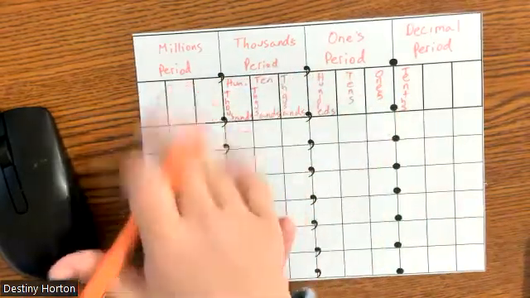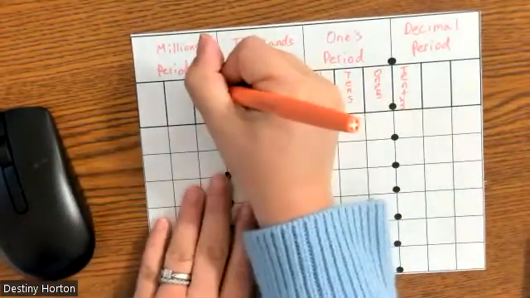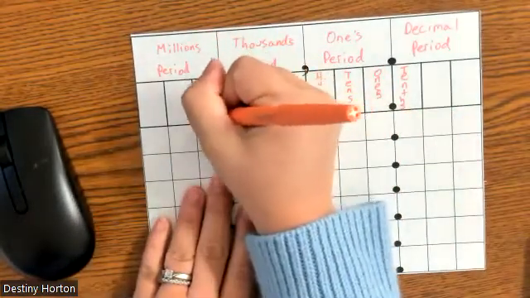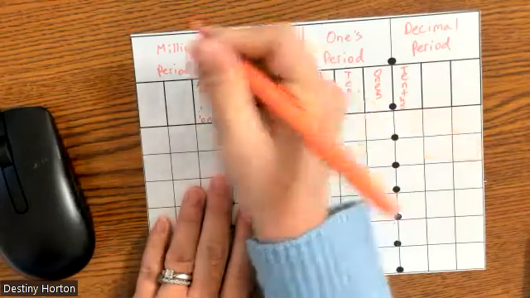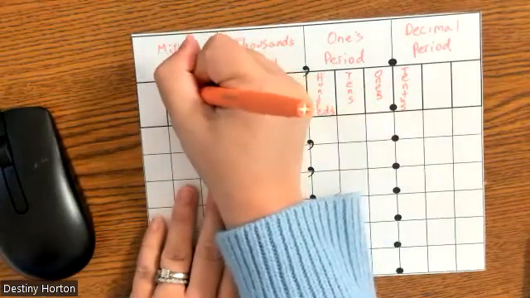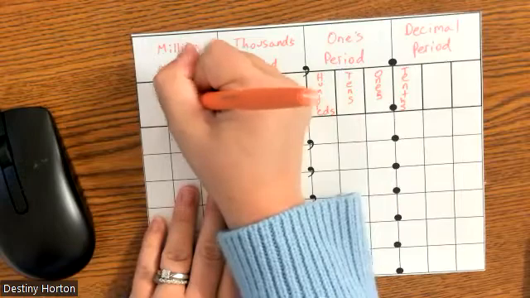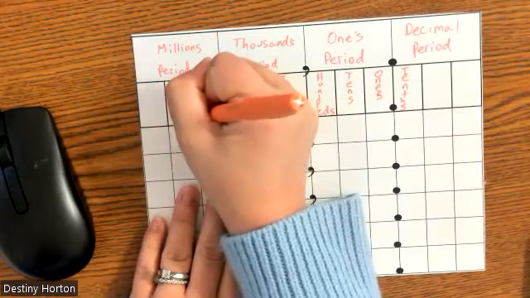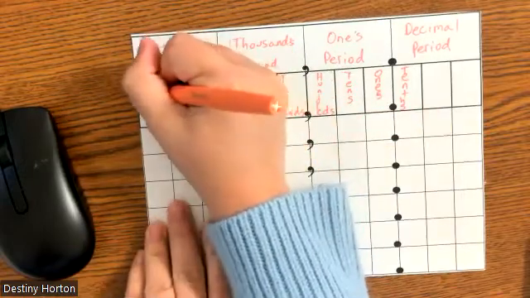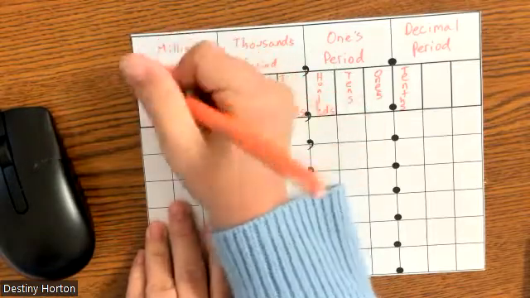And now we move on to the millions period. So we have millions, 10 millions, and then 100 millions. And again, I'm using that abbreviation for 100.